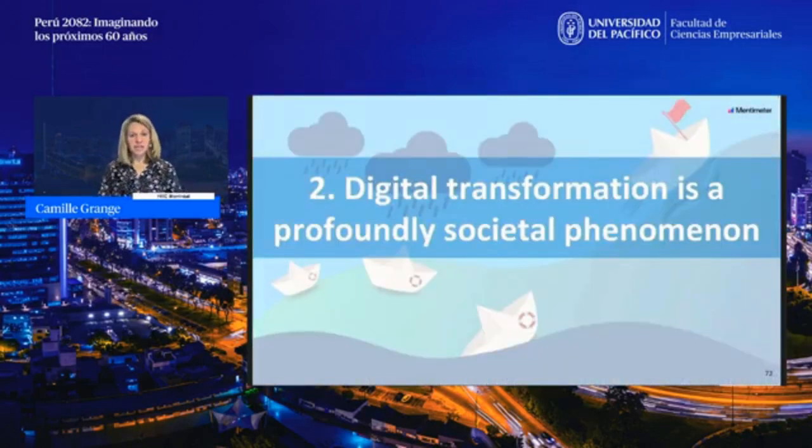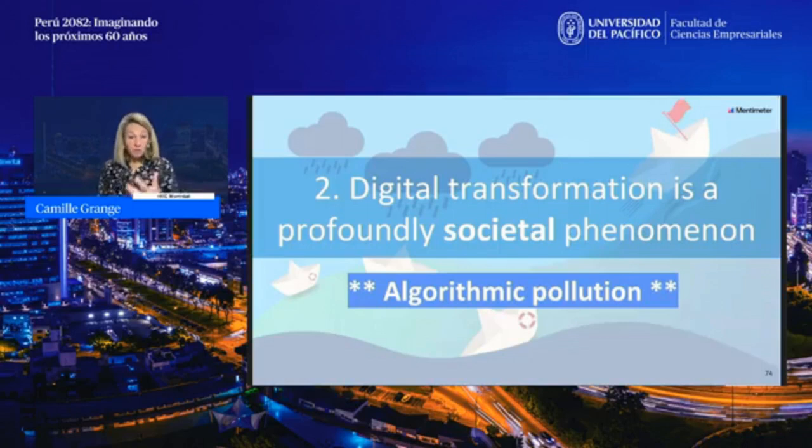The second realization is that digital transformation, and we've seen this, is a phenomenon that goes beyond the boundaries of organizations. It is profoundly societal. And a powerful idea that came up recently, and that I think echoes particularly well this societal component of digital transformation, is algorithmic pollution. For a quick background, algorithmic pollution is to be understood in the context of the diffusion of automated decision-making algorithms by organizations and by governments.